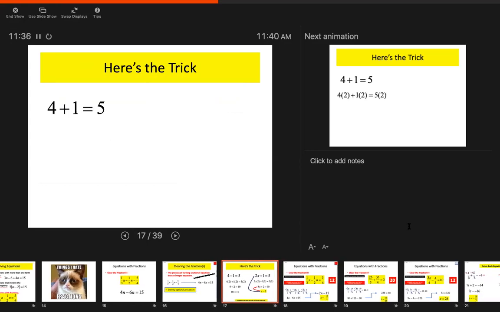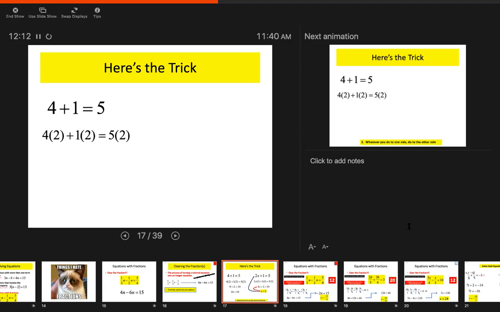Is that an equation? How do you know it's an equation? An equal sign. Is it a true equation? Yep, because 4 plus 1 is 5. So it's true. If you start off with a true equation, not an inequality, you are allowed in algebra to do anything you want to both sides, as long as you do it to both sides. This is the trick. You are allowed to multiply all of those numbers by any number you want. I'm just going to pick a number at random, 2. I'm going to multiply every number by 2.